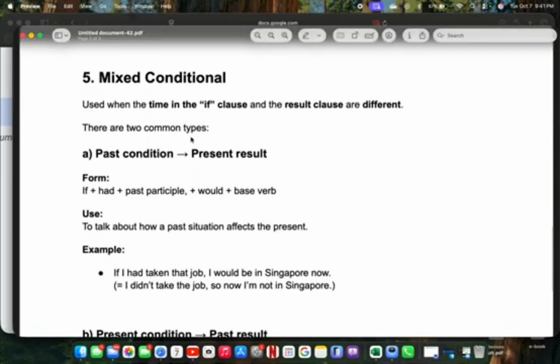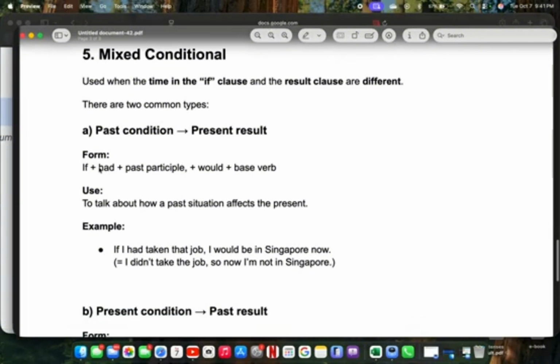Okay, what is mixed conditional? Mixed conditional, we use when the time in the if clause and the result clause are different. Okay, there are two different common signs. For example, like past conditional with the present result. Okay, we use if, had, past participle, would, base verb, to talk about how a past situation affects the present. If I had taken the job, I would be in Singapore now.